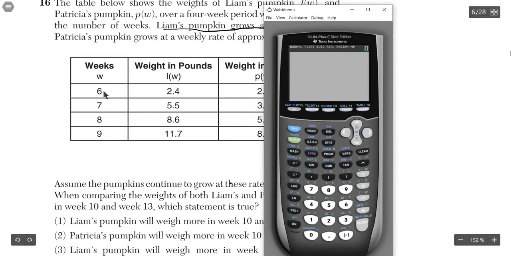one from the other. So let's say at week 6 it was 2.4, week 7 it was 5.5. So to find how much it's changing each week, we just do 5.5 minus 2.4. And we get 3.1. So that means it's going up 3.1 pounds each week. And just to double check, let's try 11.7 minus 8.6. It should come out the same. 3.1. So we know it's going up 3.1 each week.